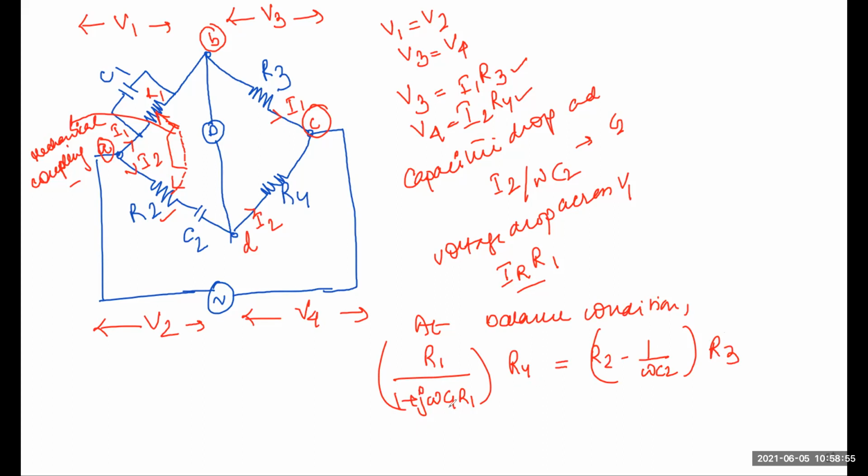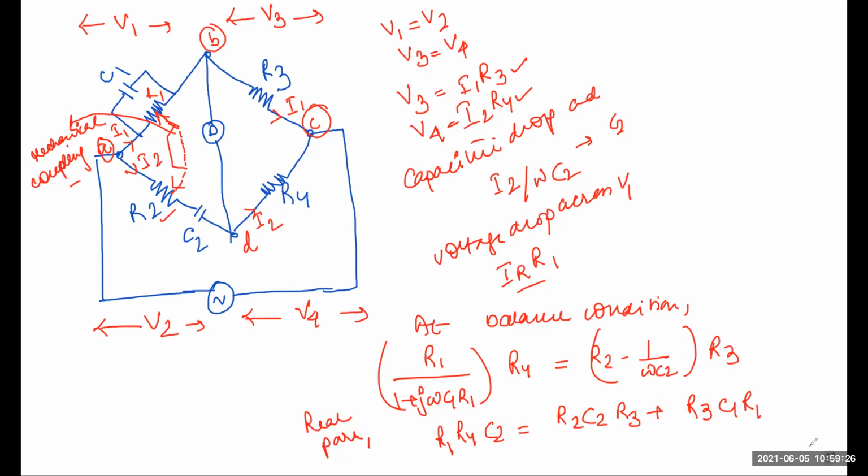If you're equating the real part, I think we will be getting, real part if I equate, so R1 R4 C2 will be equal to R2 C2 R3 plus R3 C1 R1. You just open the equation and you will get something like this. Then you just divide all the terms with R1 R3 C2.